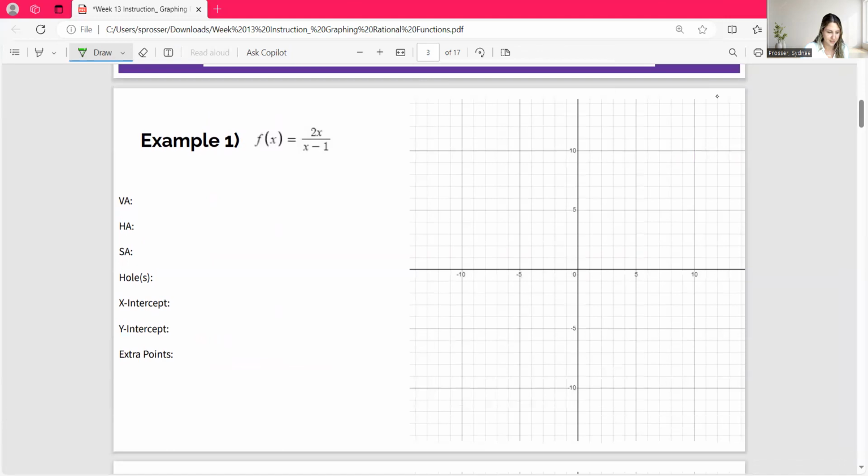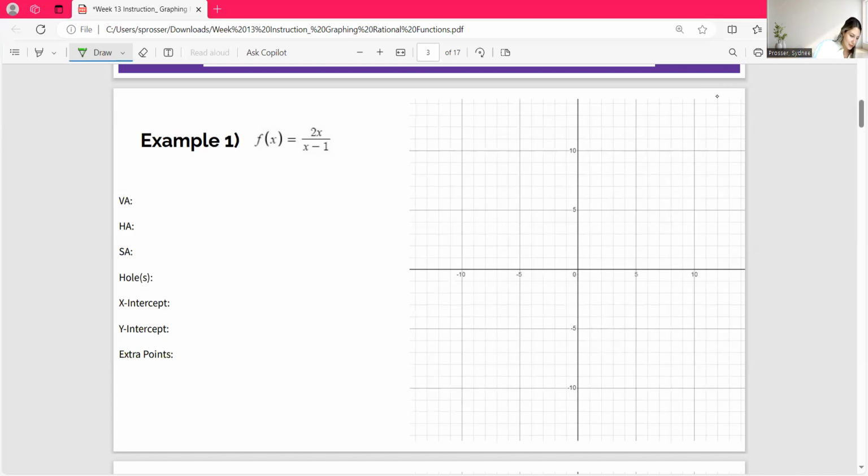So here is our first example. Notice I've listed out everything that we need to find, and I would do the same too if you're on a quiz or anything. As soon as it's a rational function, you need to find these things. So let's get started. First thing, factor everything we can. There's nothing for me to factor in this function. Second step is let's find our asymptotes.